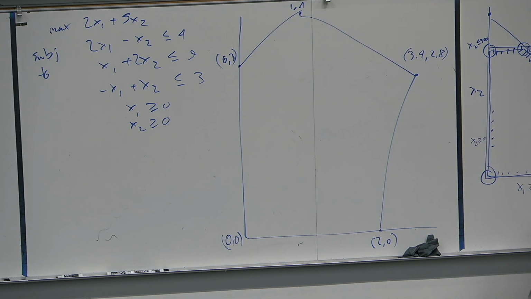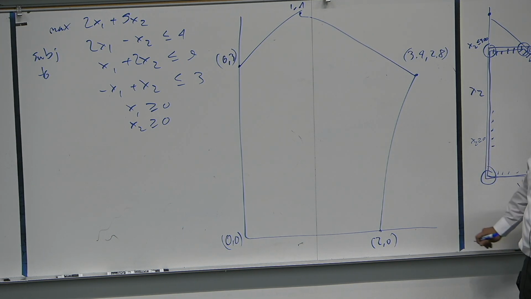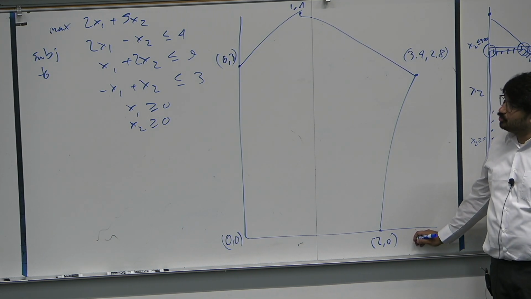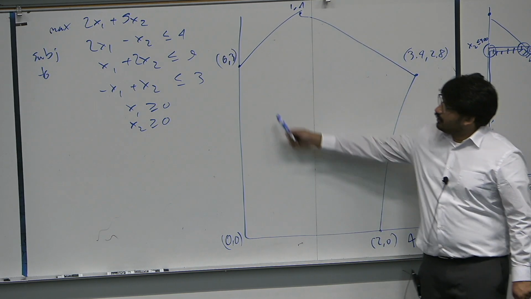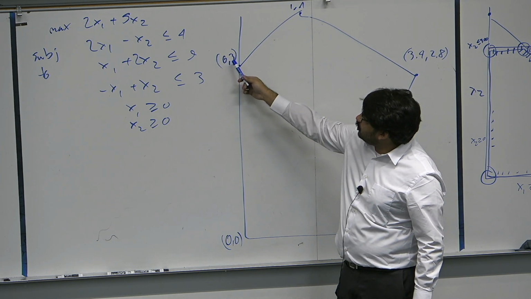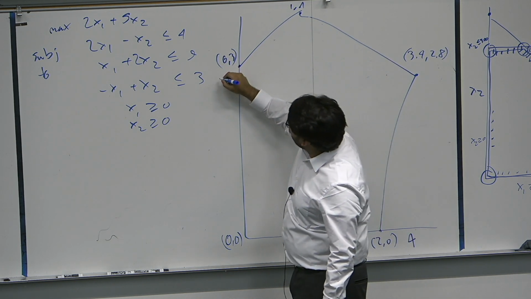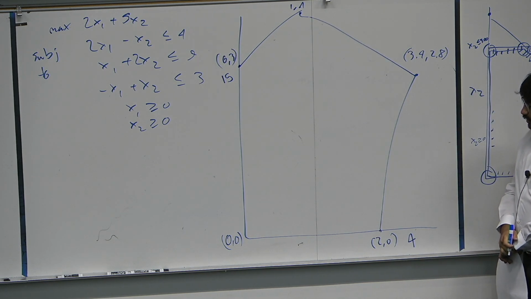So if we plug in 2, 0 into the objective function, what is the value here? 2 times 2 plus 5 times 0 is 4. So this is 4. Okay, fine. What about that one? 15. 2 times 0 plus 3 times 5 is 15. So this is 15. So 15 is more optimal than 4.